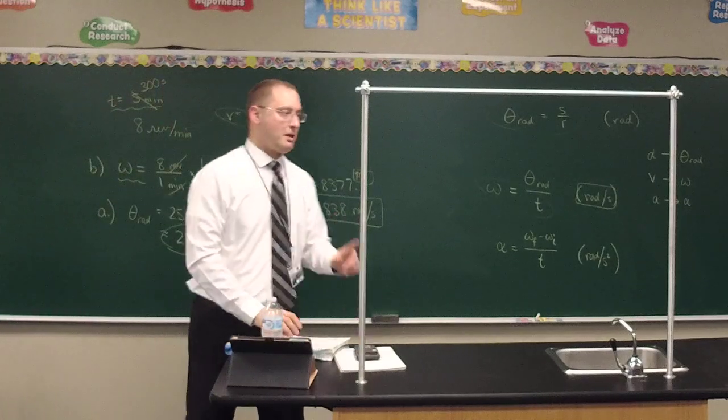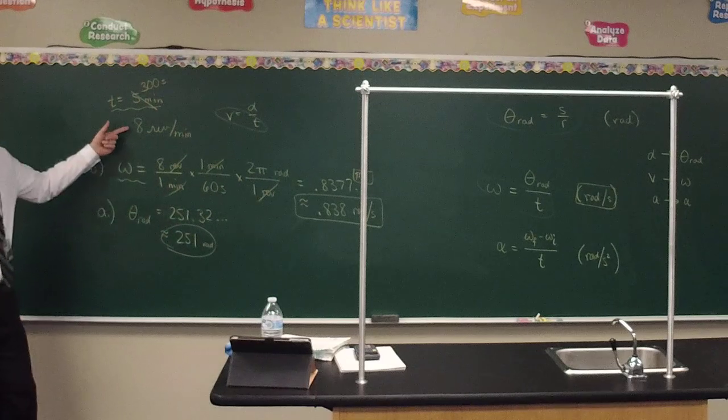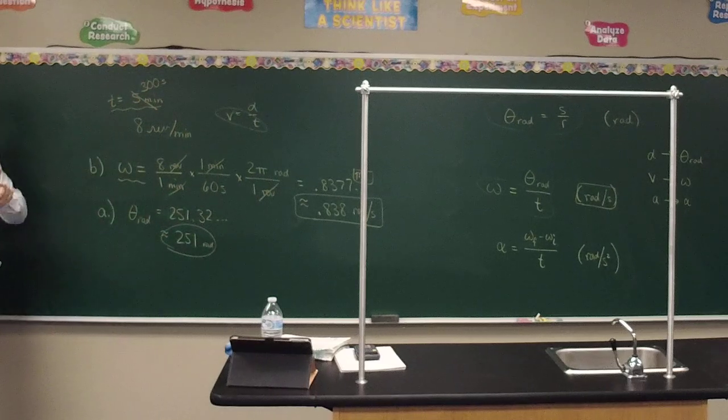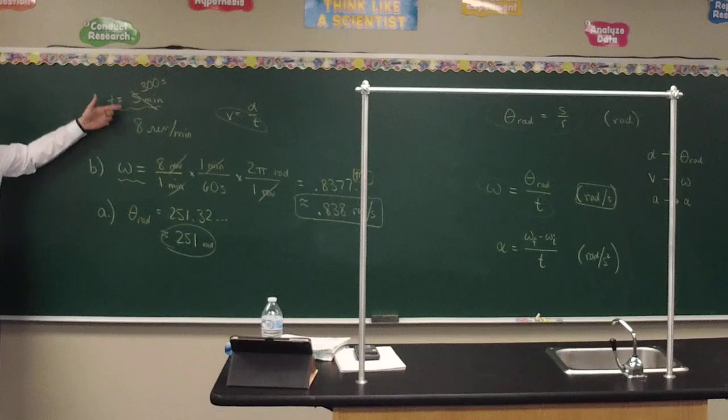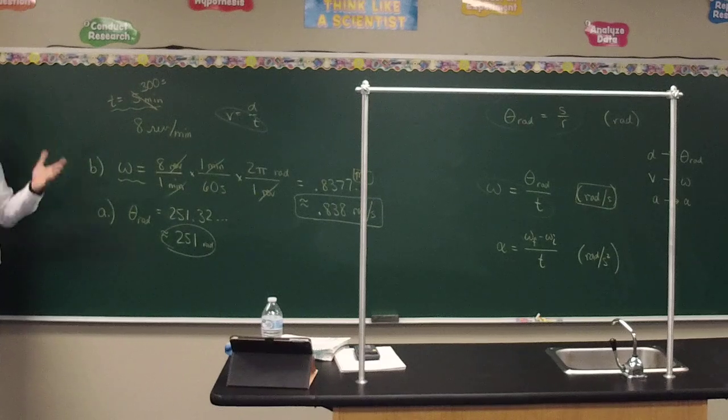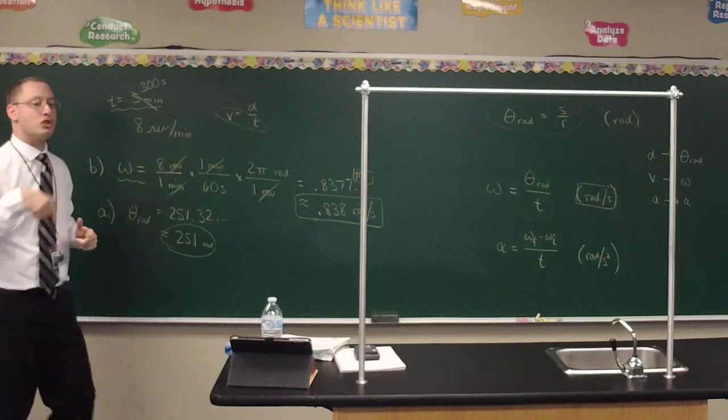Every minute, it makes how many revolutions? 8 of them, every single minute. So in 5 minutes, how many revolutions is that going to be? 8 revolutions every minute for 5 minutes. 40. That's going to be 40 revolutions, right? And every revolution is 2 pi.